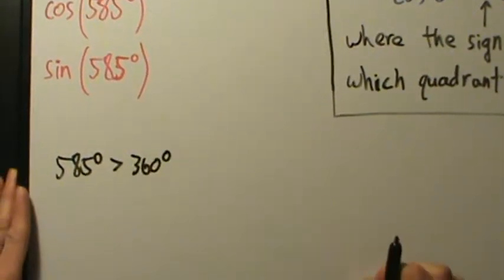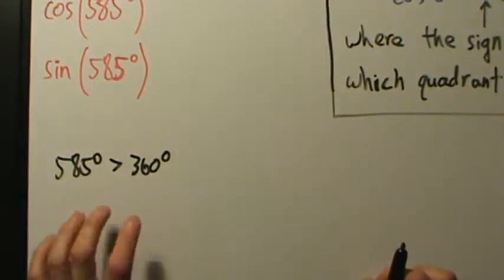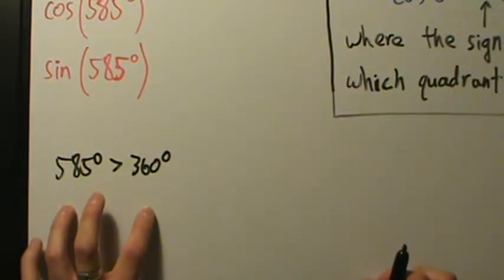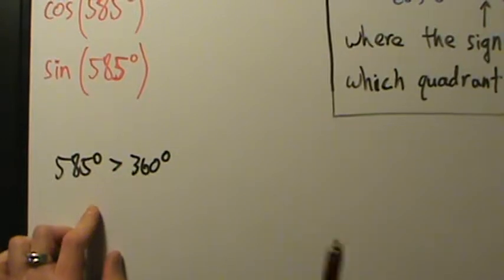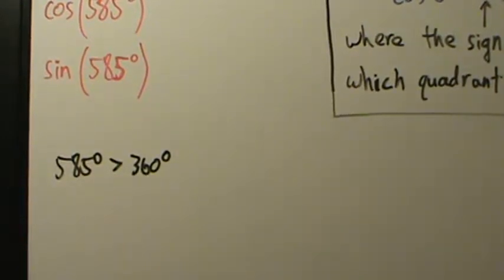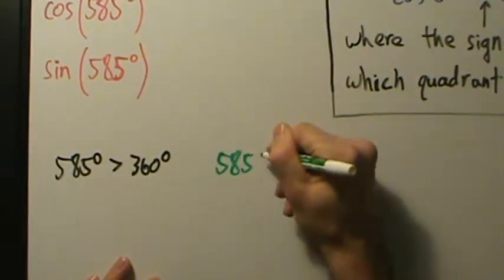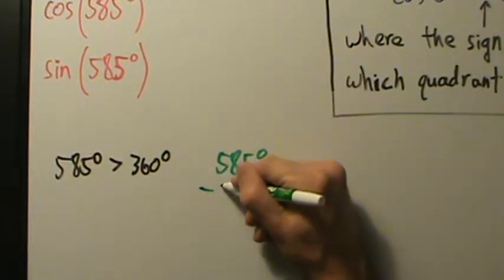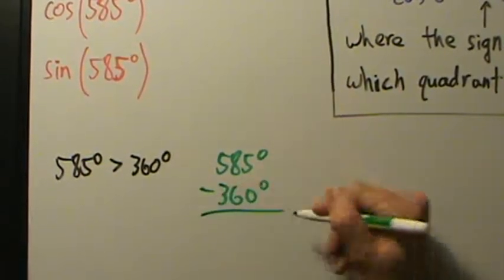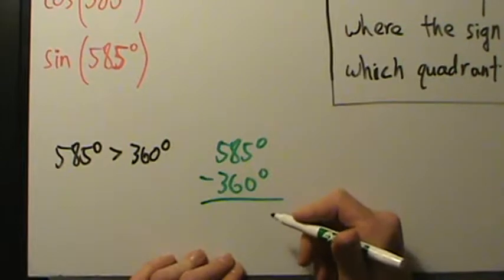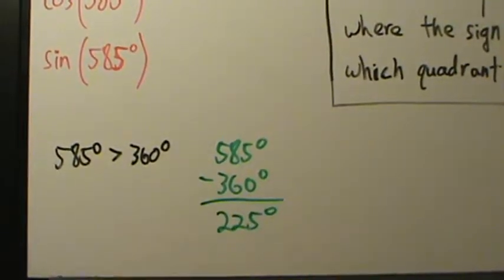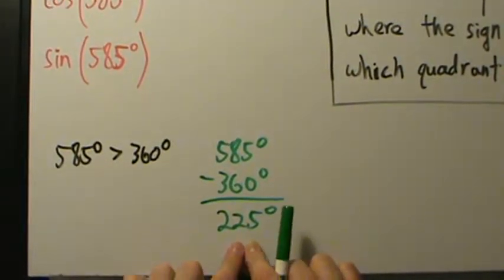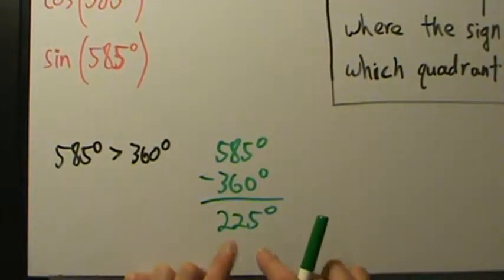Now remember, what we do in this case is find the coterminal angle between 0 degrees and 360 degrees. We take 585 degrees and subtract 360 degrees as often as necessary. As it turns out, it's only going to be once. So 585 degrees minus 360 degrees is 225 degrees. So 225 degrees is between 0 degrees and 360 degrees.